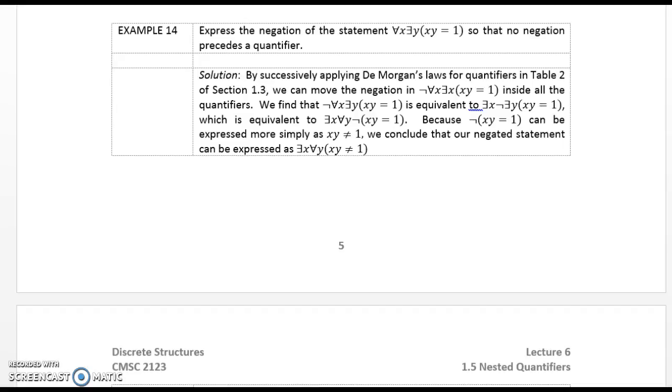We find that the complement of for all x there exists y, x y equals 1 is equivalent to there exists x, the complement of there exists y, x y equals 1, which is equivalent to there exists x for all y, the complement of x y equals 1. Because the complement of x y equals 1 can be expressed more simply as x y not equal to 1, we conclude that our negated statement can be expressed as there exists x for all y, x y not equal to 1.